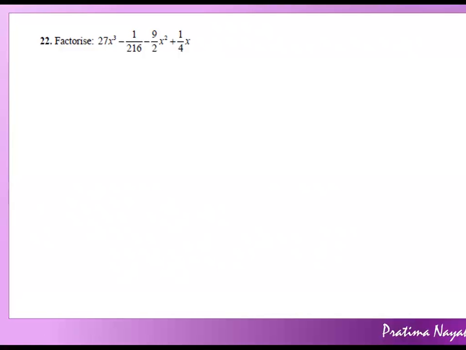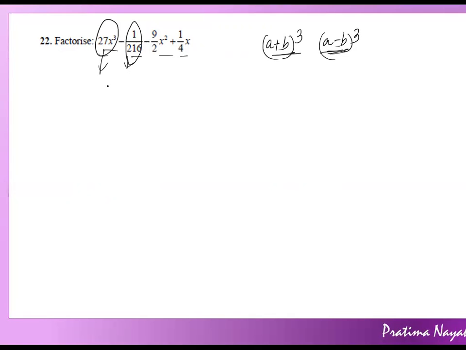Question number 22. Factorize this. So I'm sharing a trick. What is it? When you will see that there are 4 terms and 2 are cube, that means either this is a plus b whole cube or this is a minus b whole cube. And how to distinguish whether it will be a plus b or a minus b, because one is positive, one is negative. So it will be a minus b whole cube.